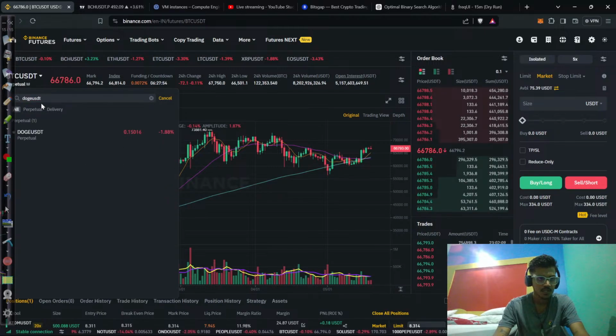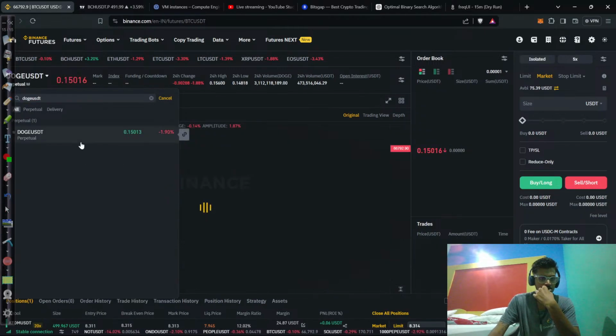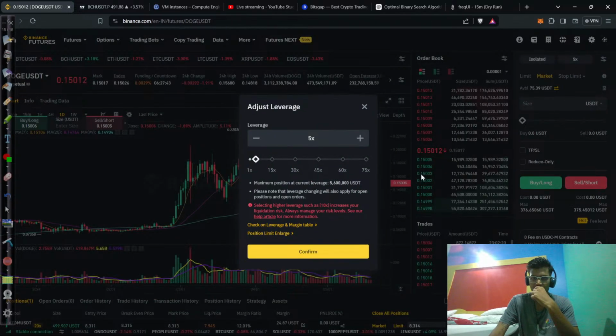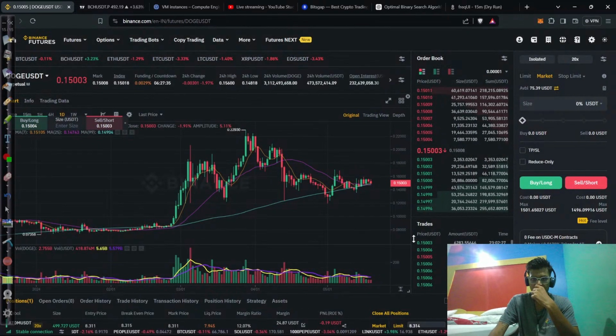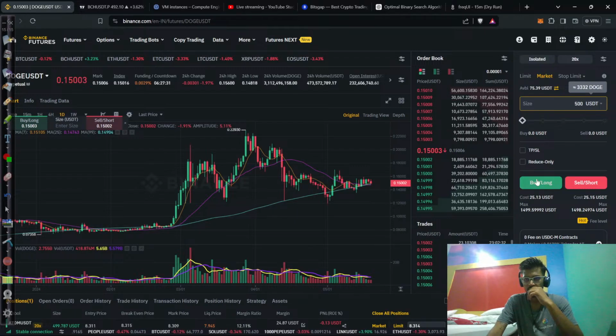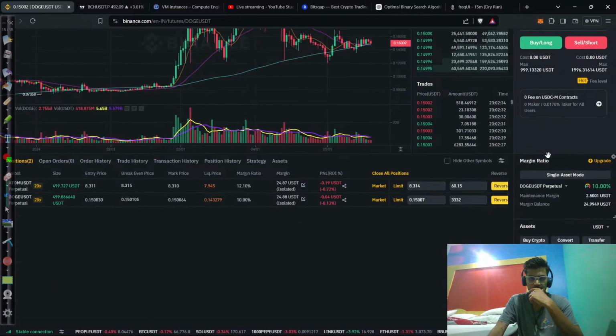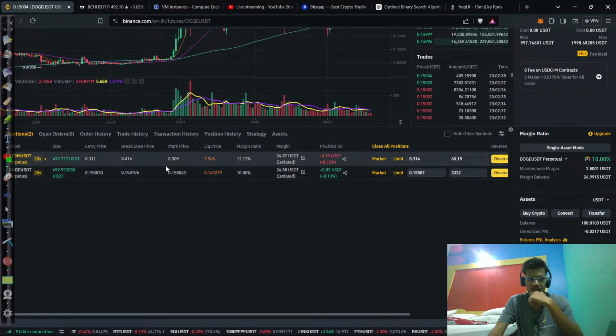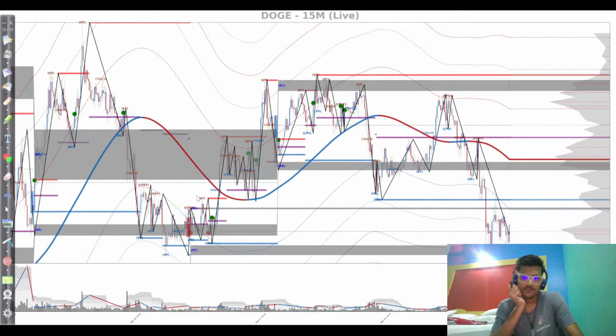Doge USDT. I'm gonna take long there. So yeah, 20x leverage. Okay, and then it's like 500 bucks, and take the long trade there. Okay, so I entered the trade there, and Doge and Atom both long. Okay, I'm gonna look for trades too.